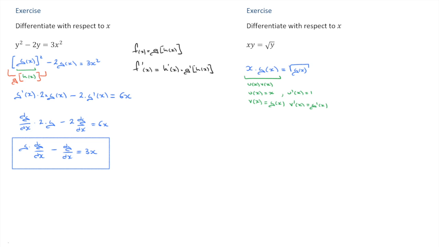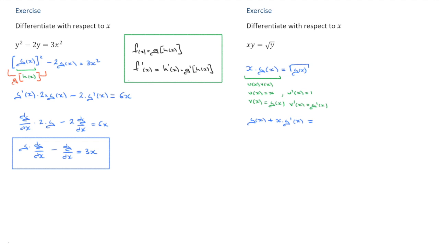And so doing that leads us to u dash v plus uv dash. That would be 1 times y of x, that's just y of x, plus uv dash, so that would be x times y dash of x. So x times y dash of x equals the derivative of the right-hand side. Now, looking at the right-hand side, we can see that we're dealing with a composite function again. Indeed, we have square root of y of x. So we're going to need to use the formula for the chain rule again.